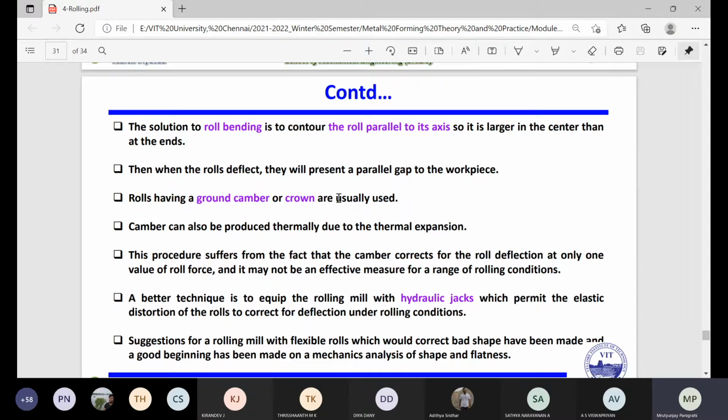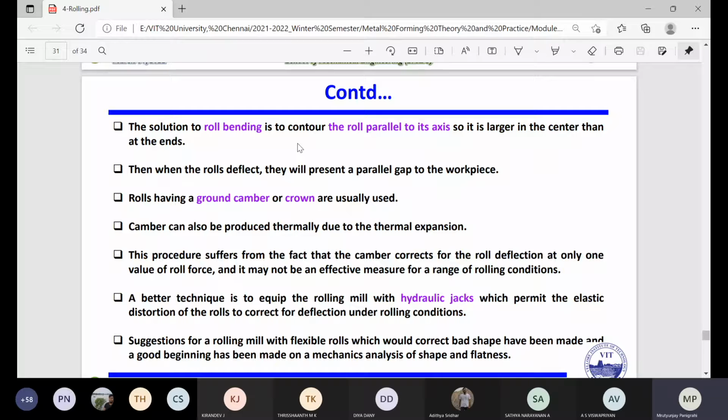So I also mentioned here that the solution to roll bending is to contour the roll parallel to its axis, so it is larger in the center than at the ends. If the roll is not in a proper position, or you have some deformation of the roll, then you have to make the roll parallel to its axis. Then only you find the solution, because we are not finding only the problems. As an engineer, we have to give the solution as well.